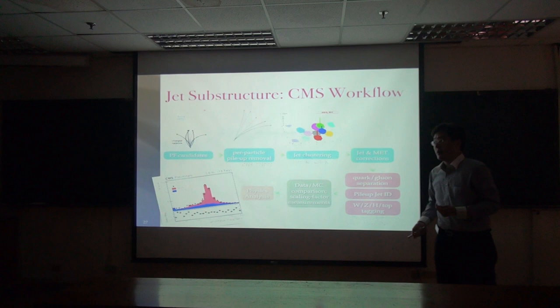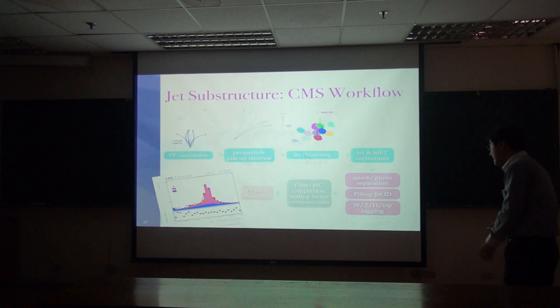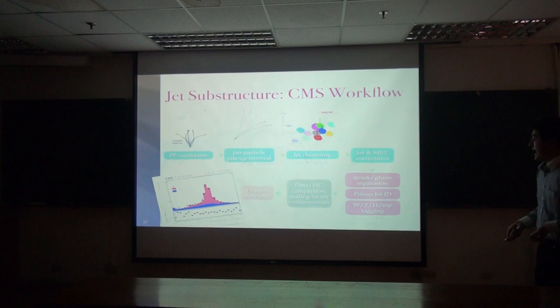Particle pileup removal, the PUPPI algorithm, tries to reject some of the particles which are not coming from the main interaction of your concern. It's a way of removing the so-called dirty stuff. Then, based on these candidates, we do jet clustering. And then, based on jet clustering, we still need to do a lot of so-called jet energy corrections and all these things. And then we start to apply all these different tagging algorithms.